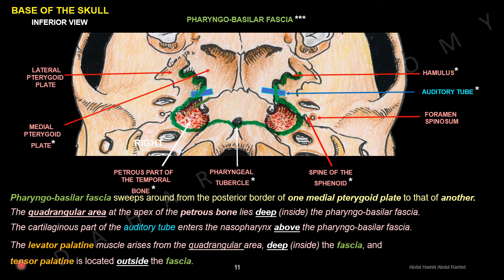But what about the tensor palatine muscle? The tensor palatine muscle originates outside, that is lateral to the pharyngobasilar fascia. So it originates around here. So of these two muscles, tensor palatine is outside the fascia, levator palatine is inside the fascia. This little spine is the spine of the sphenoid.